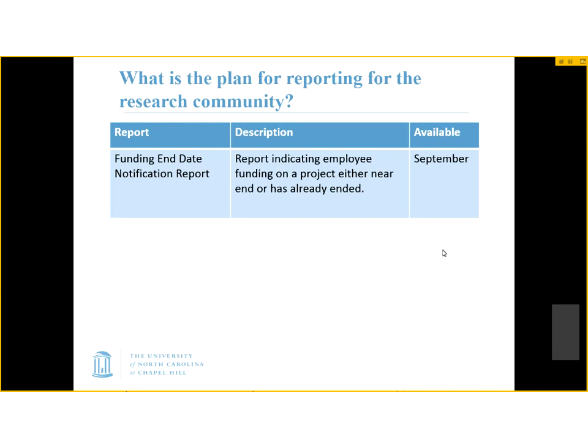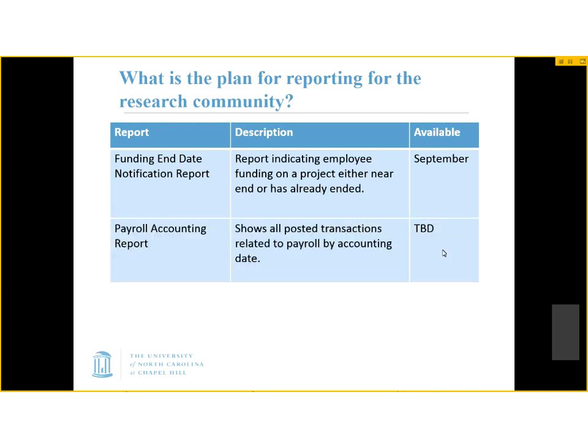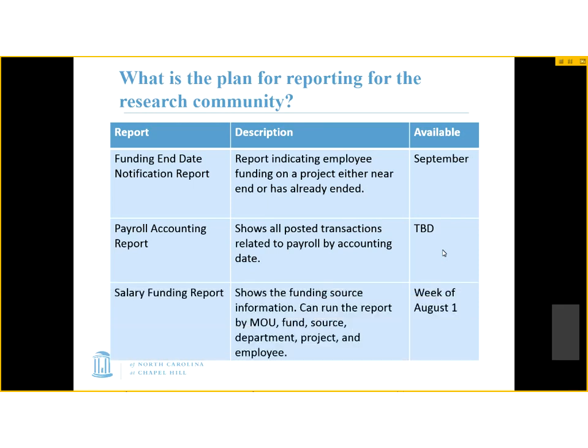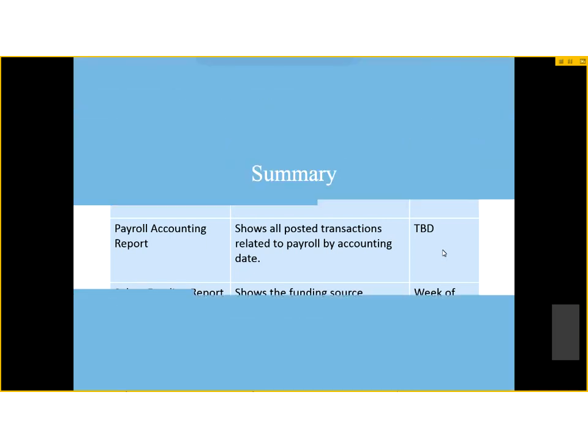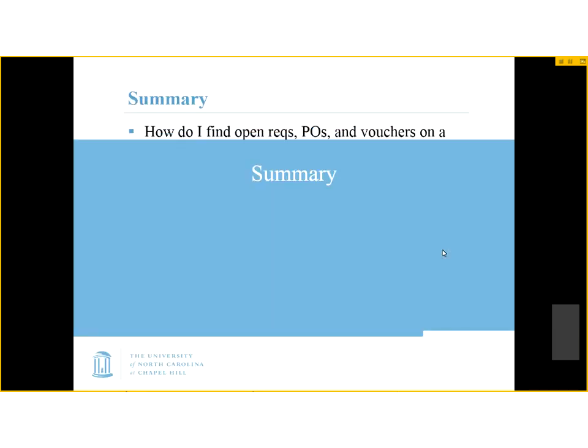That will indicate the employees on a project if they're getting close to their funding ending on that project or if it already has ended. Payroll accounting report, we talked about that. It shows you all your payroll and any payroll adjustments. And then the salary funding report will show you how employees are getting funded, and that should be coming out. If it's not out already, it's within days. Okay, so that's what I have for you.